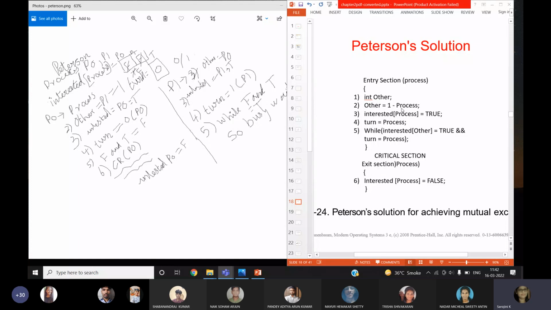Other equal to 1 means what is the other process? The other process is process 1, no? So you are getting other equals 1 minus 0 equals 1. That means which process is the other process? Process P1. That is denoted by 1 here. Getting it?